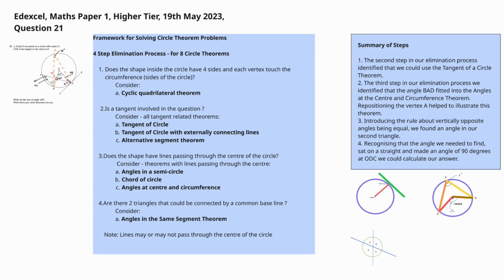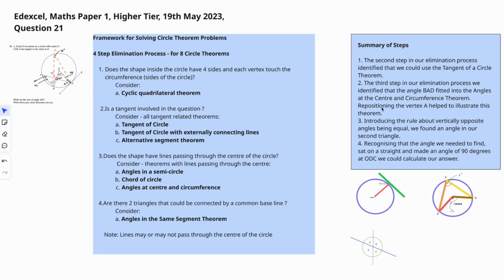So let's do a quick summary of how we solved this question. Step 1, we identified through our 4-step elimination process using the second step that we had a problem that involved using the tangent of a circle theorem. Step 3 in our elimination process allowed us to identify that the angle BAD fitted into the angles at the center of the circumference theorem.